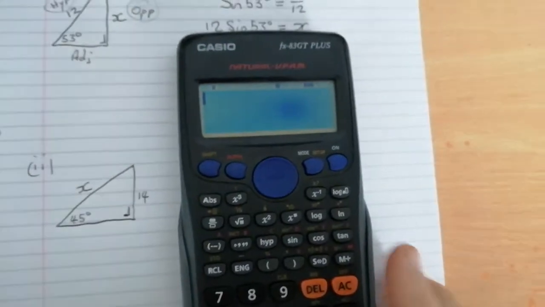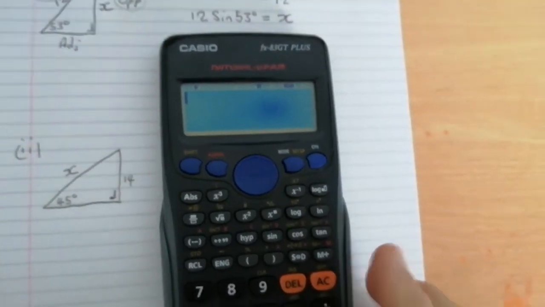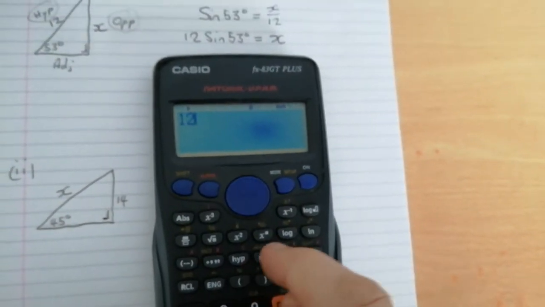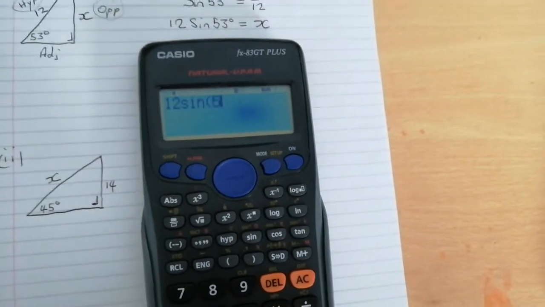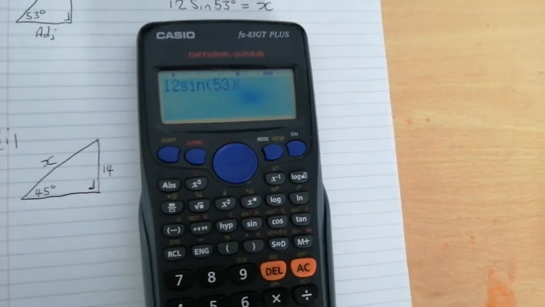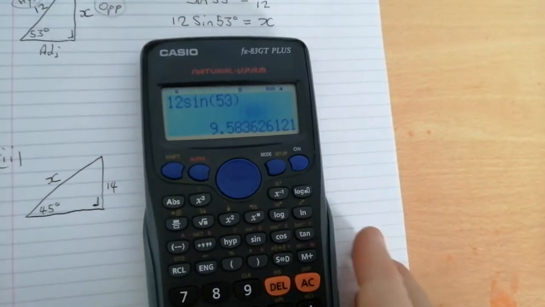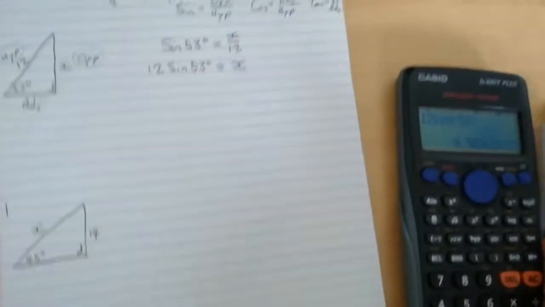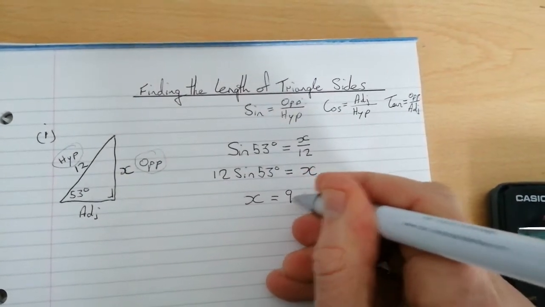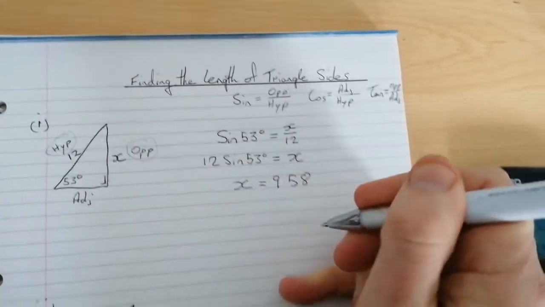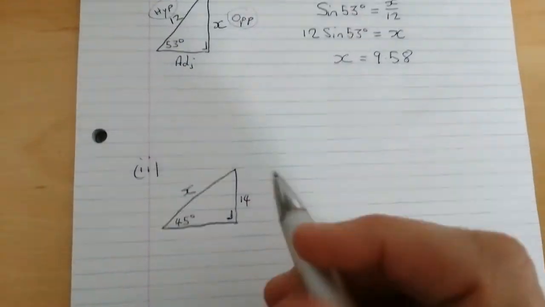So we want to find what 12 sine 53 is. It's just 12 sine, the calculator knows it means 12 multiplied by sine 53, close my brackets, equals 9.58. I'm going to round it off to 2 decimal places. So x is equal to 9.58.